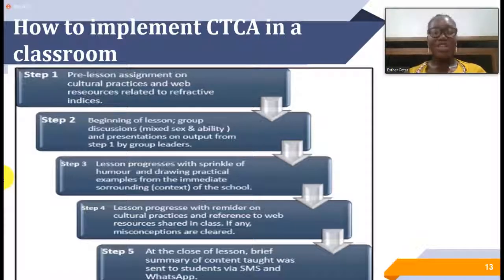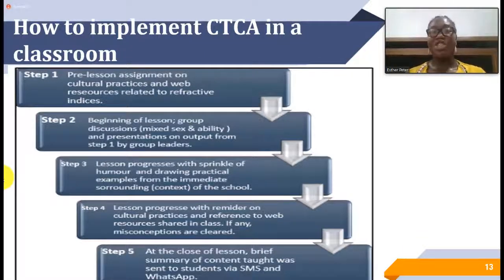The first thing the teacher did was to group the students into mixed sex and ability, whereby the students presented what they had heard from their parents, what they saw on the net, and they chose their group leaders. And the group leaders then presented what the group discussed.